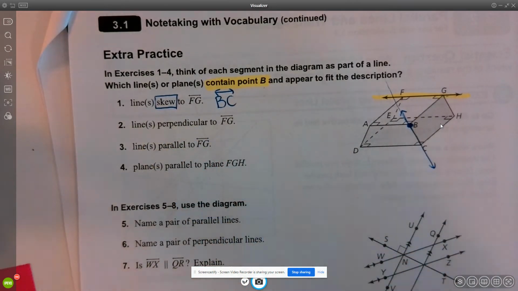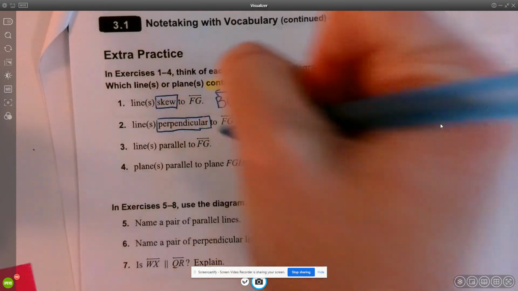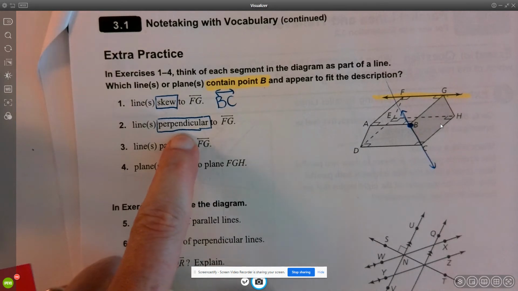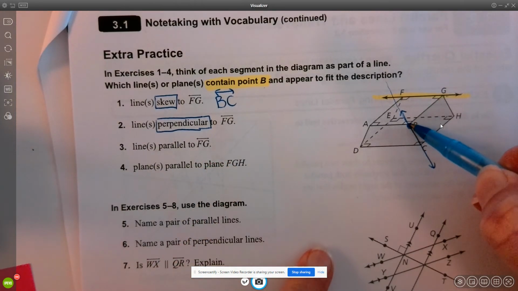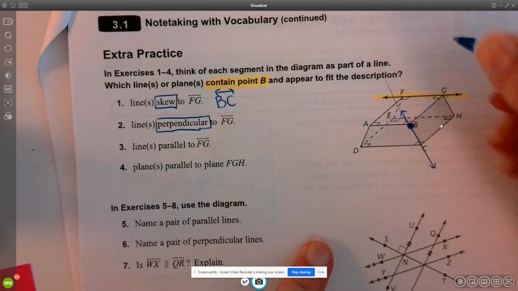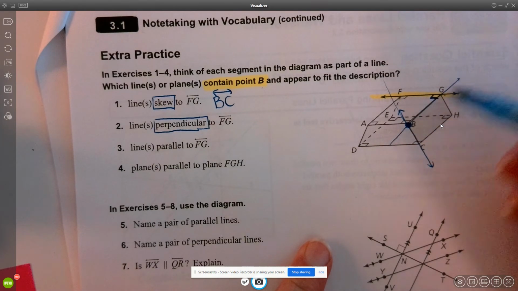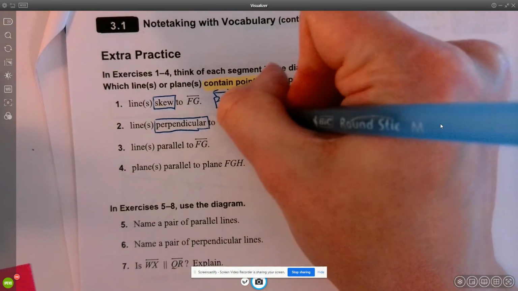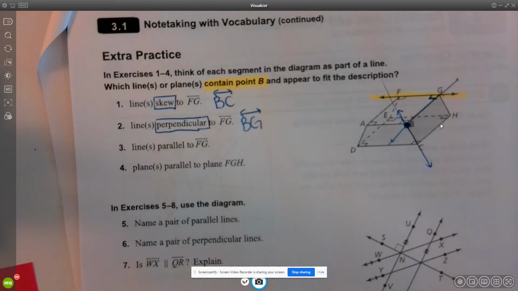Now we need to name a line that's perpendicular to line FG that contains point B. And so remember, perpendicular means it forms a 90-degree angle with line FG. So here's point B. The only line that's going to form a right angle with line FG is this line right here, line BG. They touch here and they form a 90-degree angle. So line BG is perpendicular to line FG.